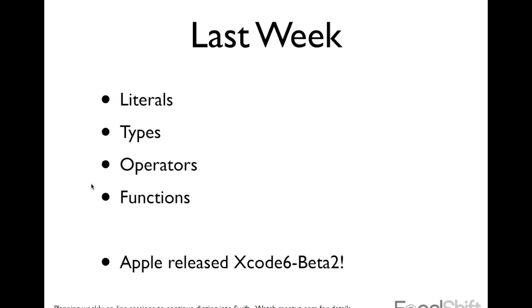Last week we talked about literals, types, operators, and functions. We went through some playgrounds on those. I made all those playgrounds available to you on GitHub, and also showed you how to interact with Swift from the command line in the terminal. Shortly after we finished our meetup session last week, Apple sent out an announcement that they had released a new version of Xcode. Everything that I did last week was Xcode 6 Beta 1. Now they have Beta 2 available, and Beta 2 is what I'm using now. Maybe today they'll announce Beta 3, who knows?